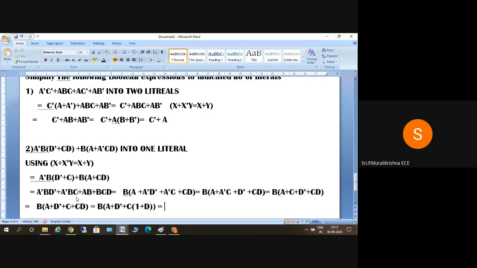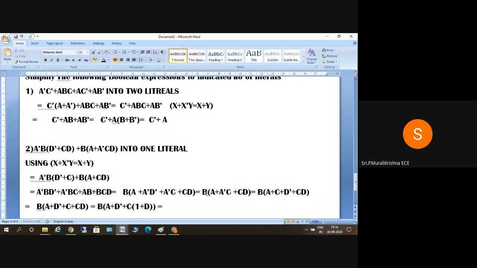Yes, sir. And I'm not getting this. I think there is a mistake in the third line, third step, sir, A bar D bar. You wrote only D bar, sir, not A bar D bar. So here A plus A bar D bar is simplified with the help of this expression. So x plus x bar y is equal to x plus y. So what I'll get here is A plus D bar.